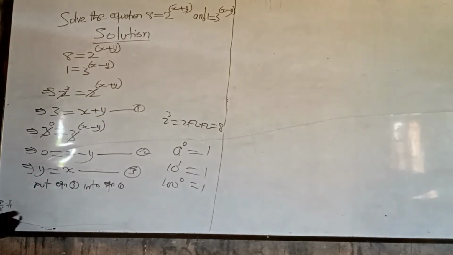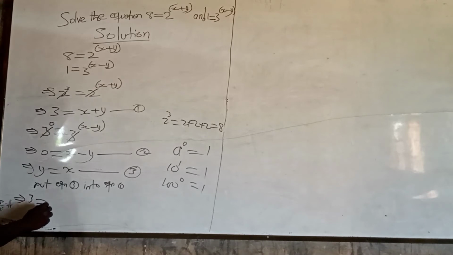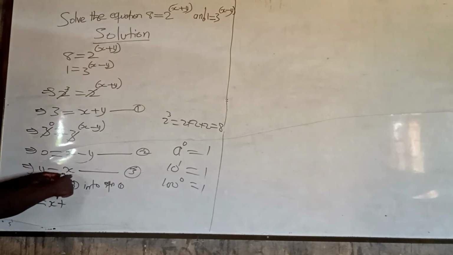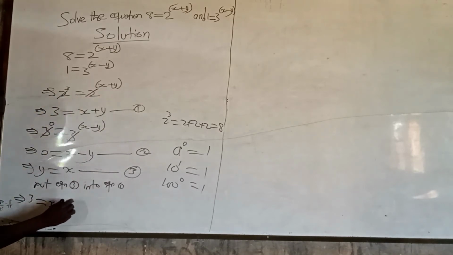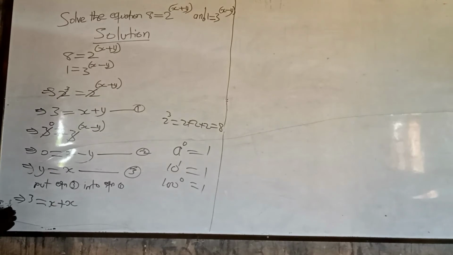So when you come, that will be 3 equals x plus y, and y is equal to x. So you substitute y here with x, that will be x, and when we come down, we have 3 equals 2x.